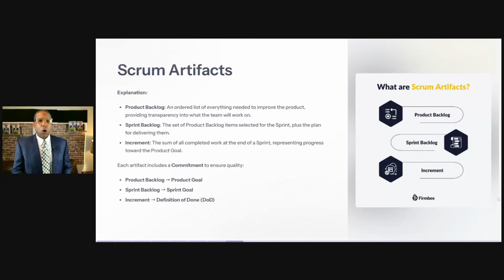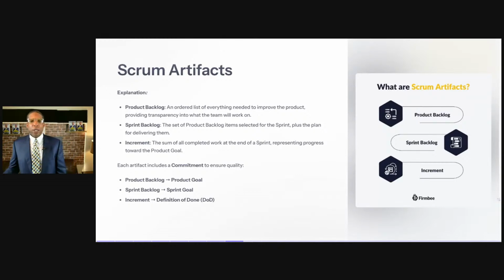Increment is the sum of all completed work at the end of the sprint, representing progress toward the product goal. Now, I put something down here a little bit extra. One of the things you have to understand: the product backlog has a product goal, the sprint backlog has a sprint goal, and the increment represents what we call the definition of done. And again, remember, this is part one.